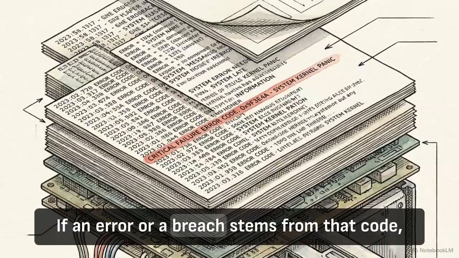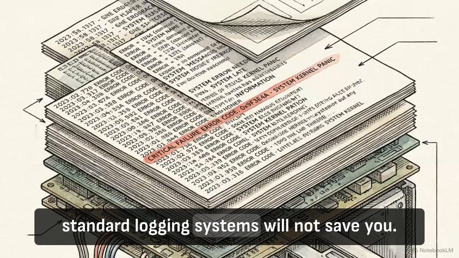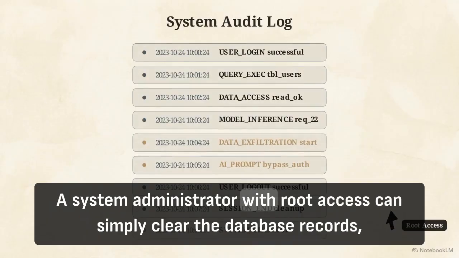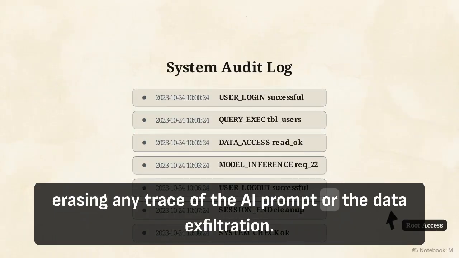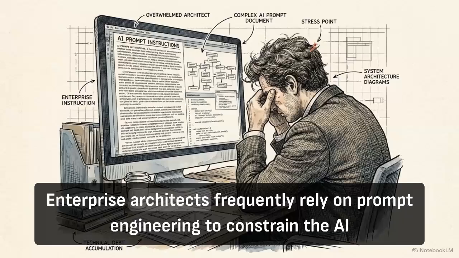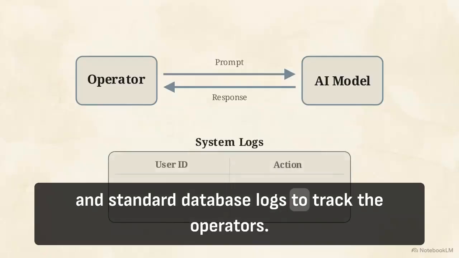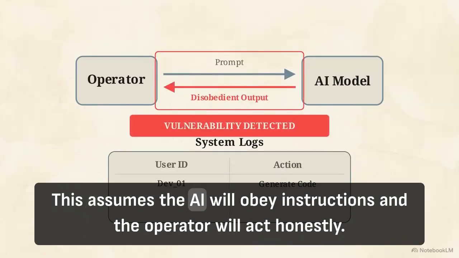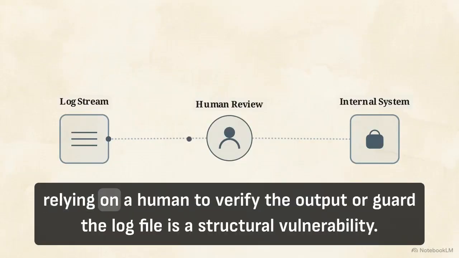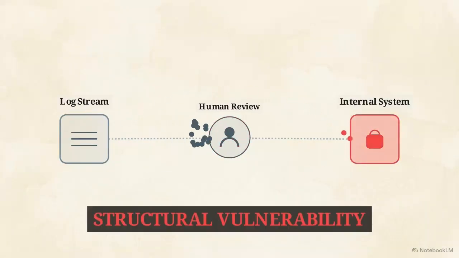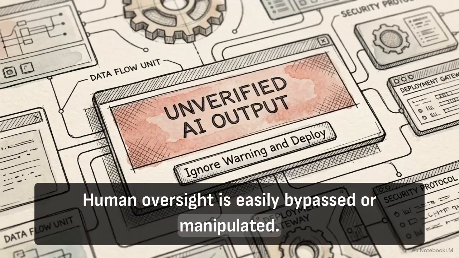If an error or a breach stems from that code, standard logging systems will not save you. A system administrator with root access can simply clear the database records, erasing any trace of the AI prompt or the data exfiltration. Enterprise architects frequently rely on prompt engineering to constrain the AI, and standard database logs to track the operators. This assumes the AI will obey instructions and the operator will act honestly. In high-security, defense, or public sector environments, relying on a human to verify the output or guard the log file is a structural vulnerability. Human oversight is easily bypassed or manipulated.